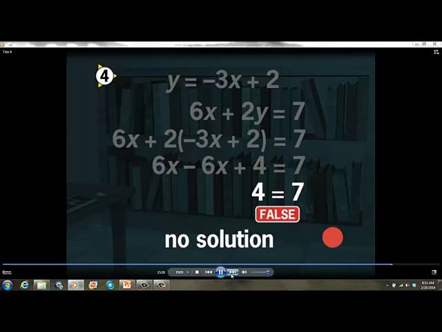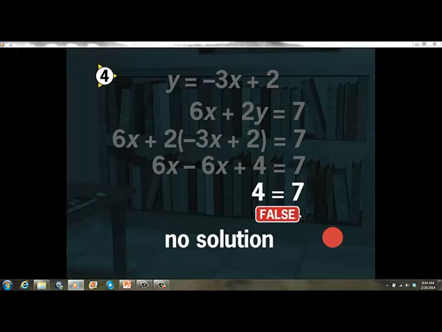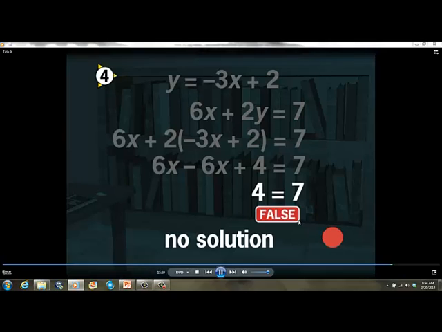In this example, they tried to solve for the first variable, but once they came up with the equation 4 equals 7, which is clearly false, they were able to determine that these two lines formed by these equations will not have any points in common. Therefore, they can stop at this point and conclude that there will be no solution.